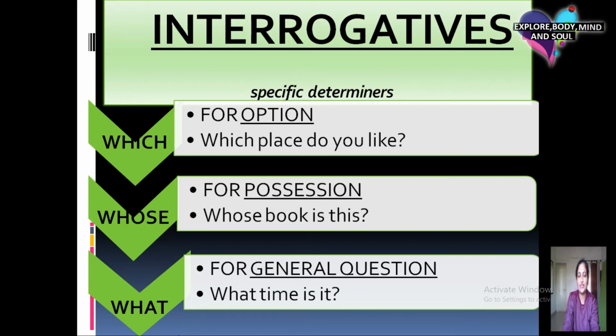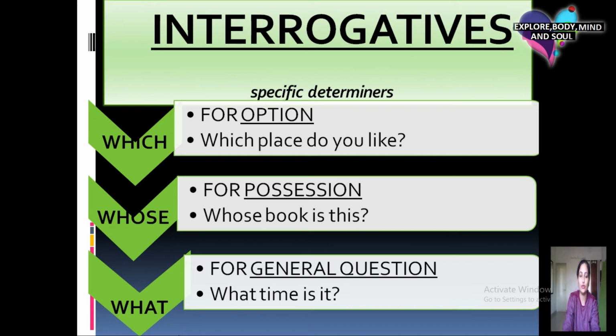Next category, interrogatives. Interrogatives are the determiners, or words, which inquire about the noun. For example, which place, whose book. So these are three in number: which, whose, and what. They are known as specific determiners.